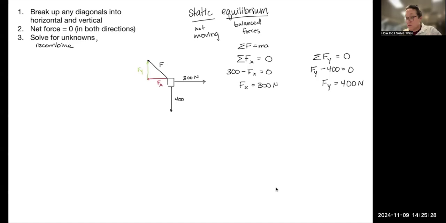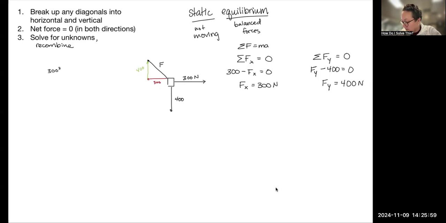Now, what I might need to do at this point is actually answer the question I was given, which was, how big is F? And I don't quite have that yet, right? I have the two sides, but I don't actually have that unknown hypotenuse. But if you remember from our right triangle video, which I'll link here, we can just do Pythagorean theorem.